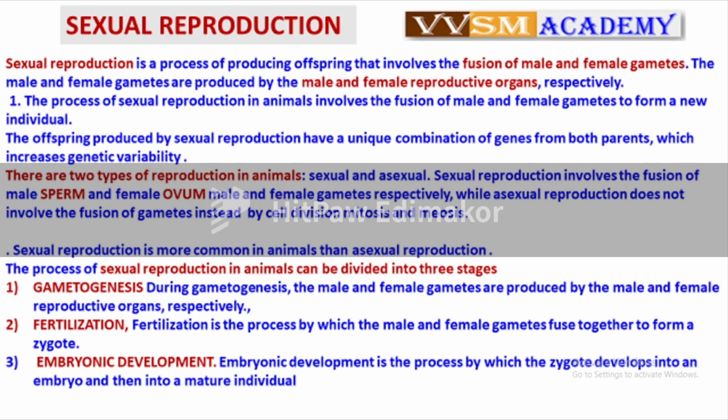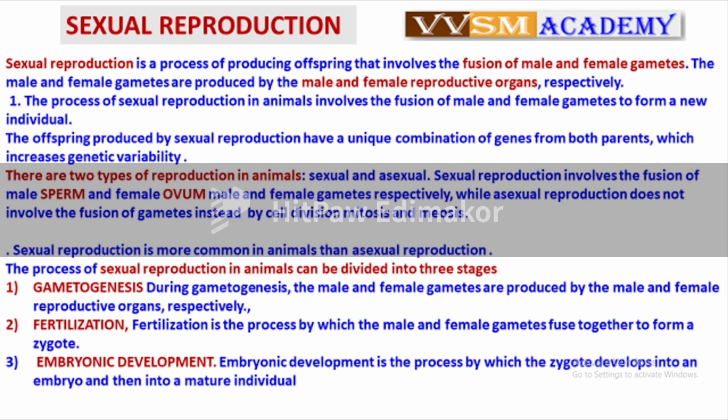One is gametogenesis, where the male and female gametes are produced by the male and female reproductive organs respectively: the sperm and the ovum. Sperm from the male and ovum from the female. Fertilization is the process by which the male and female gametes fuse together to form a zygote.